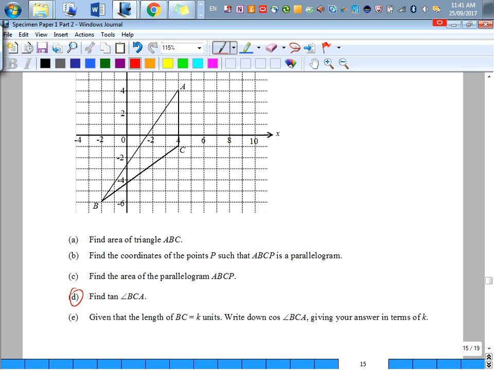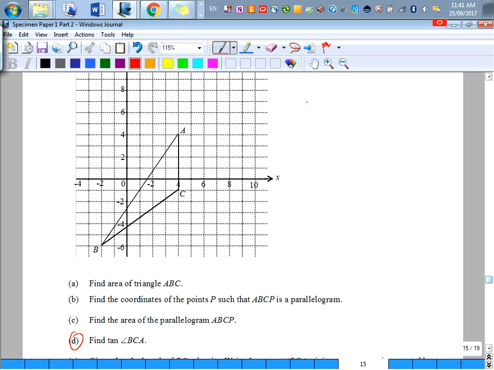Okay, for this one, you need some background knowledge. Can you tell me what is the relationship between sine theta and sine 180 degrees minus theta? Are they equal? Okay. What about cosine theta and cosine 180 degrees minus theta? Are they equal? Can I make them equal? How? Negative sign over here. Okay.